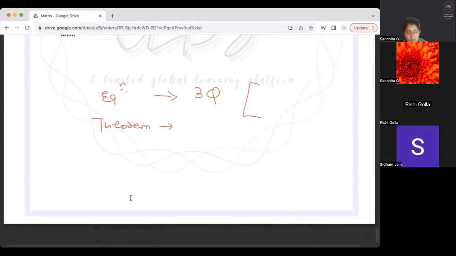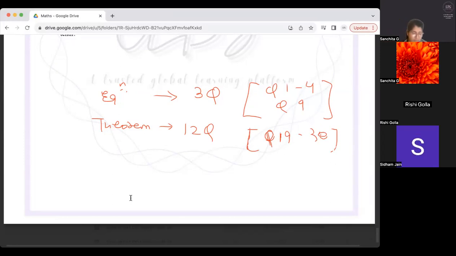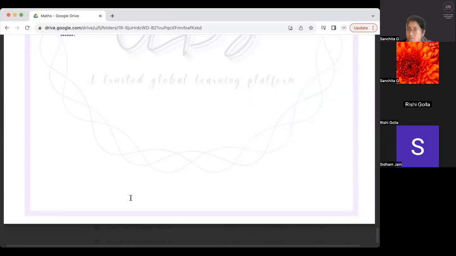We have from question 1 to 4 and question 9 based on equation of a circle. You can note it down. And on the theorems, all the different 10, 11 theorems we have covered, we have from question 19 till 30. Okay, question 19 till 30 we have, guys. So approximately 12 questions, right? So these many questions are left. Let's see if we can cover the entire chunk. I don't think we'll be able to cover the entire chunk, but let's try to cover as much as possible.